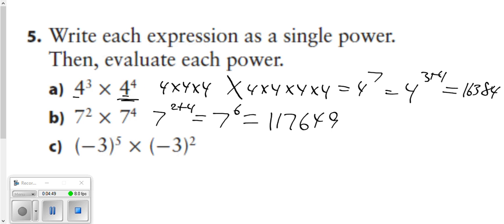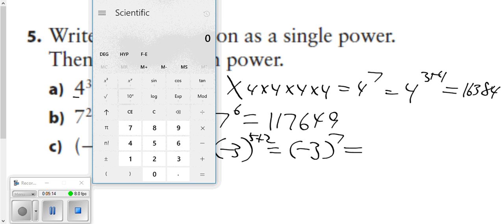And your last question: negative 3 is your base because it's defined by the brackets. The rule would be keep your base, still have brackets around it, and add your exponents, so your answer has a single power. Be careful when you have a negative base to an exponent; double check the calculator. Negative 3 as a base.